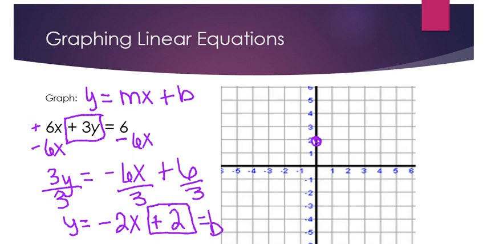So I'm going to put my point here on +2 on my y-axis. And then my slope is -2. Okay? When my slope is -2, that means it's -2 over 1. Okay? So I can go down 2 to the right 1, or I can go up 2 and to the left 1. And that's what my equation graph will look like.